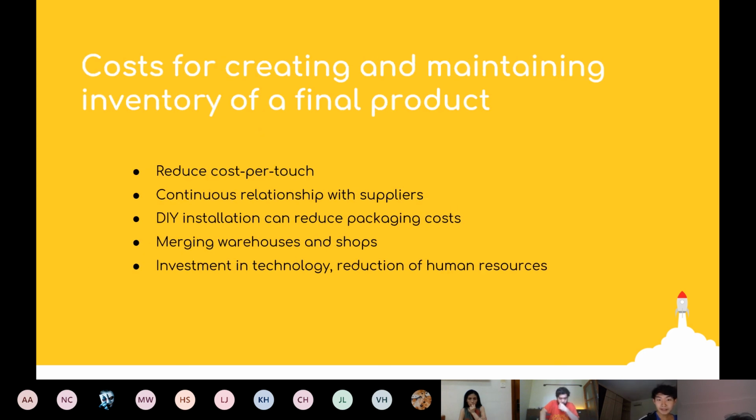So some costs of creating and maintaining inventory for a final product include reduced cost per touch, cost per unit, improved continuous relationship with suppliers, and due to the nature of IKEA's service, which is the do-it-yourself installation that customers can do, it will reduce IKEA's packaging costs. And IKEA could use these savings to make further improvements in their services, such as investment in technology and buying additional capital.